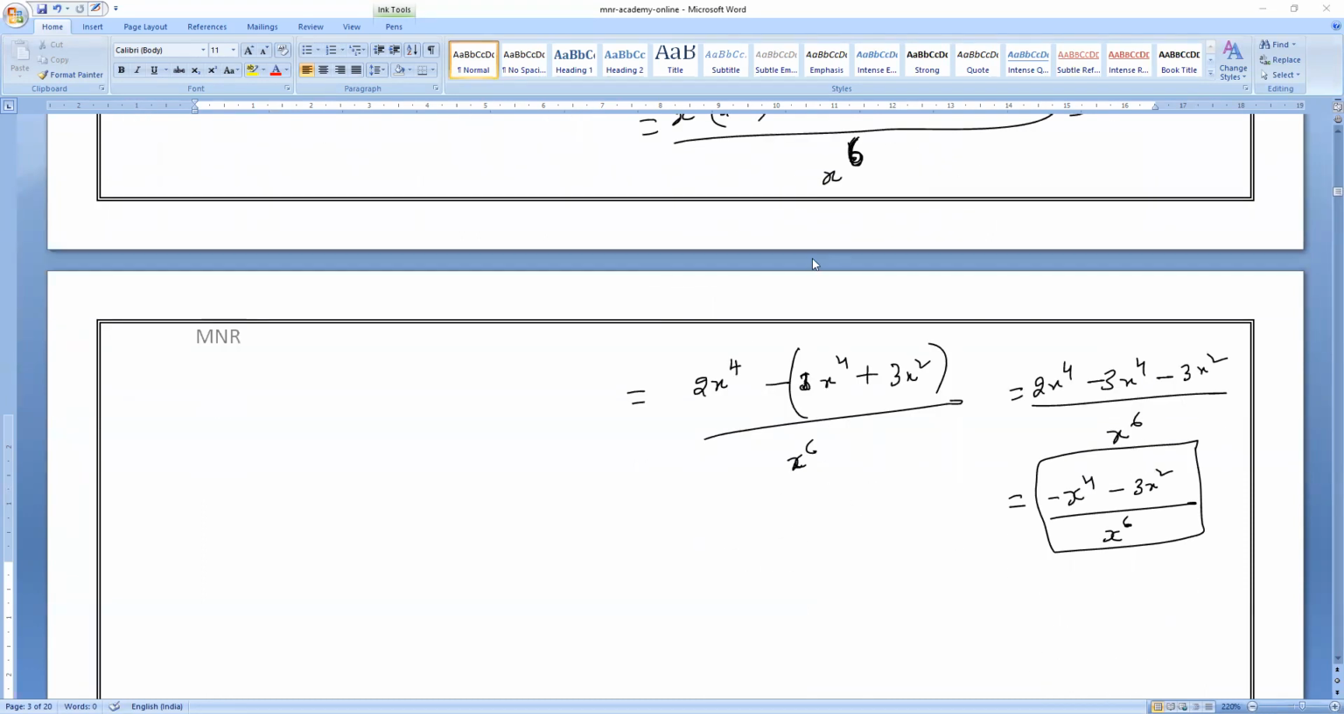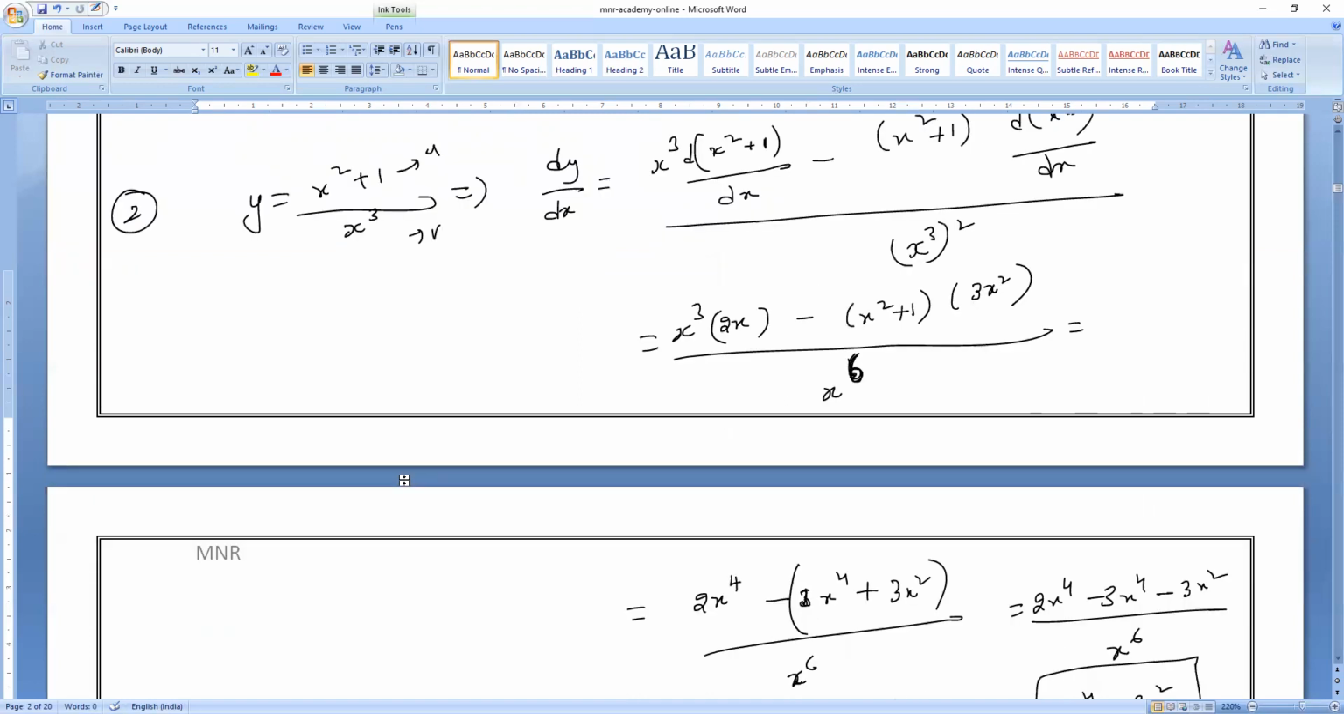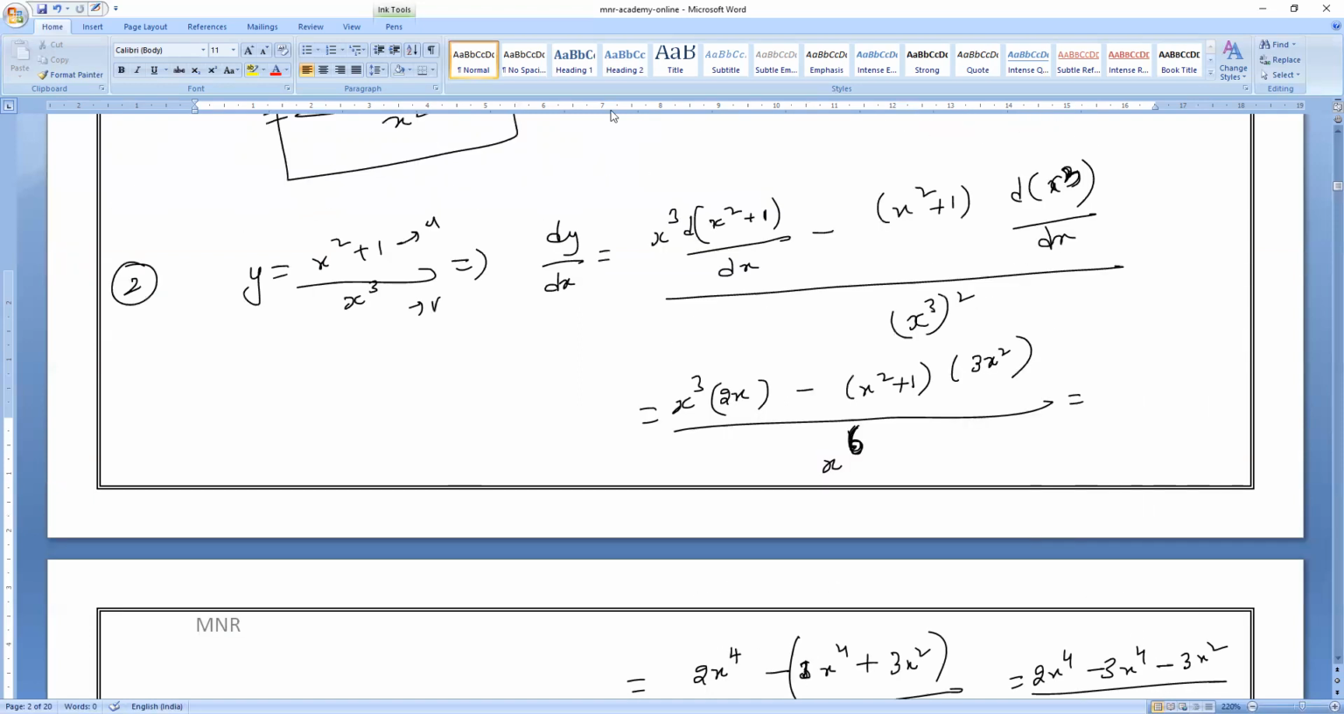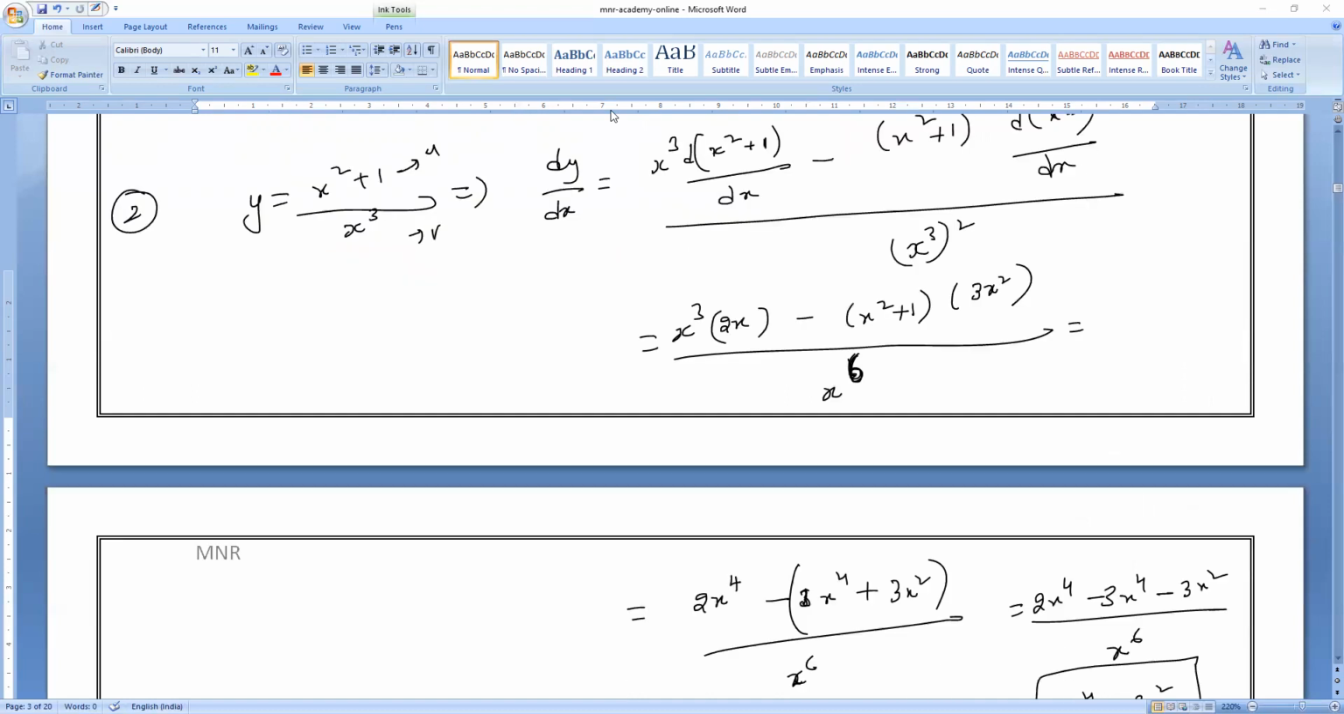You can take a common factor if you want, otherwise you leave it. Okay? Please make it. Completed? Do it slowly, no problem. Did I make it understood or not? If you have doubt, ask me wherever it is, I can repeat.